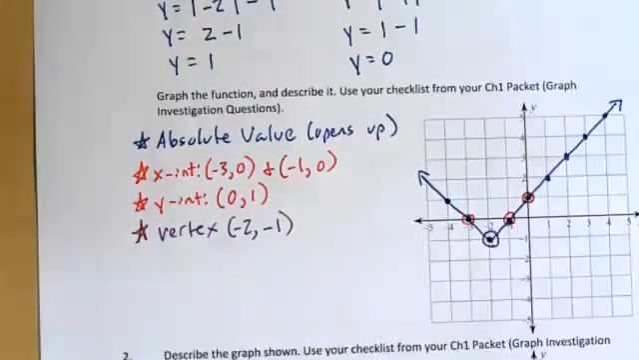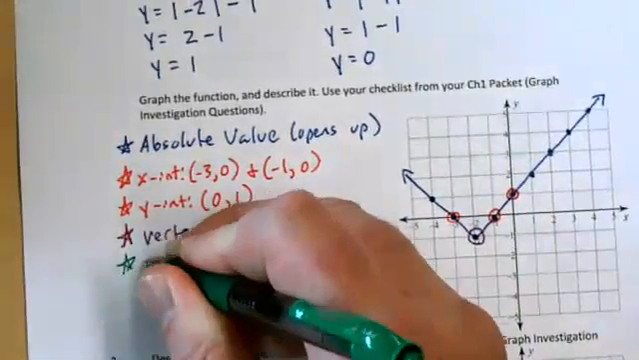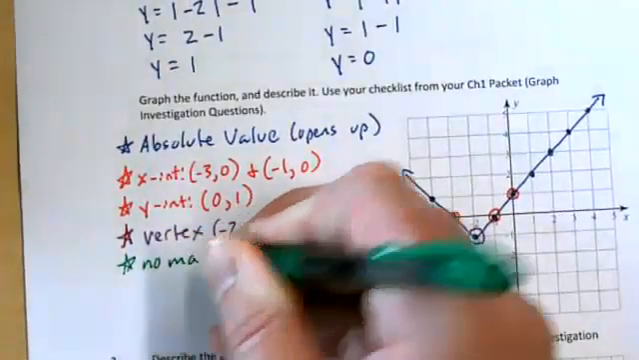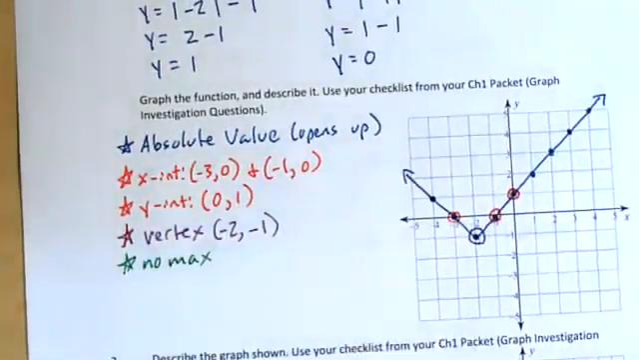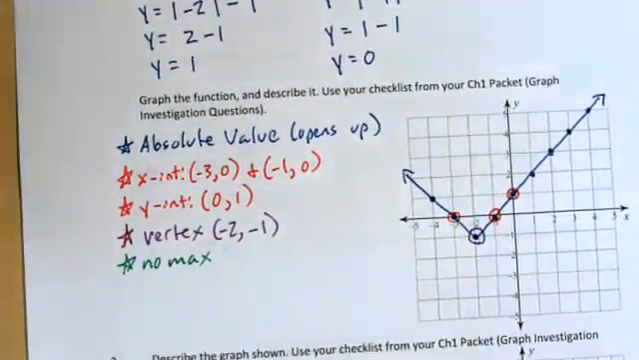Next on my list, max or min. So when I look at this graph, I see the arrows going up in both directions, which means there is no max. Now make sure you write that down. That's going to count as a point when we do test you over this, just that you can tell that there is not a max. So even though there's not one there, please write down no max for that point.